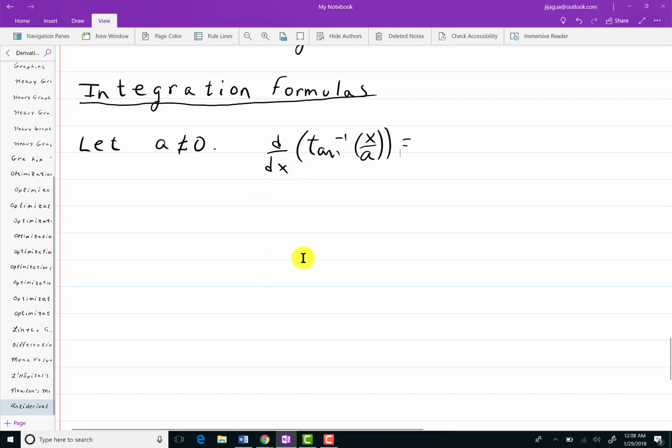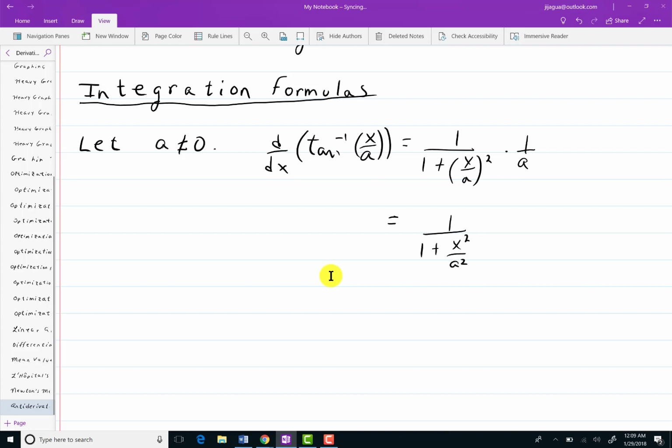equals, now remember the derivative of arctan is 1 over 1 plus something squared. Well, in this case the something is x over a, so we'll have x over a squared. But don't forget, you still have to take the derivative of the x over a according to the chain rule, and that'll give you a 1 over a. Now I'm going to do a little work simplifying this so that I can come up with a good looking formula. We'll have 1 over 1 plus, let me multiply that bottom out. So I got x squared over a squared times 1 over a.